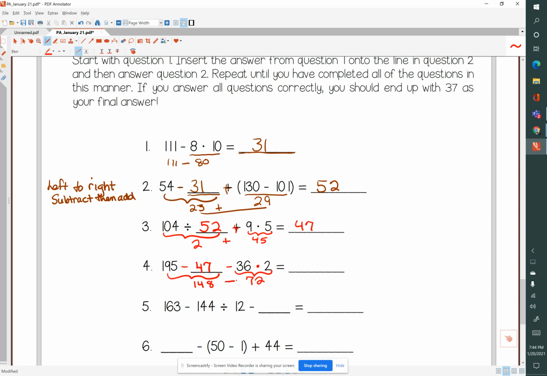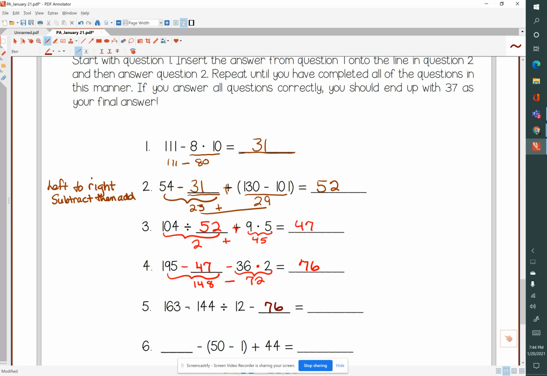And then we have 148 minus 72, which will equal 76. Let's go on. Put the 76 on the next line. And let's look at what we have for number 5.